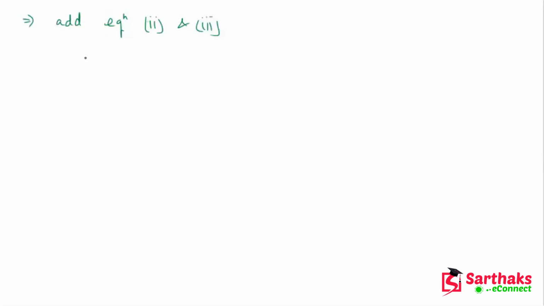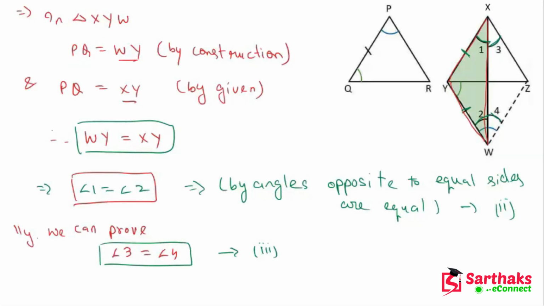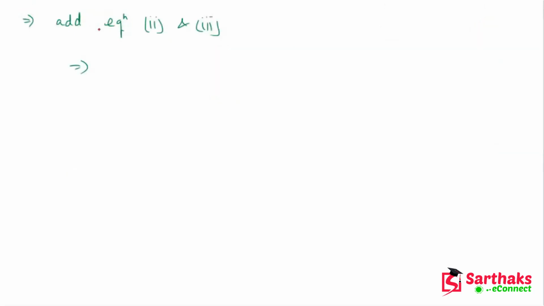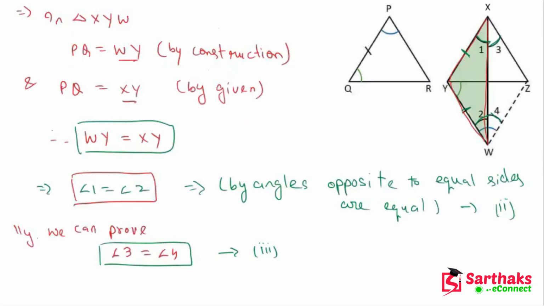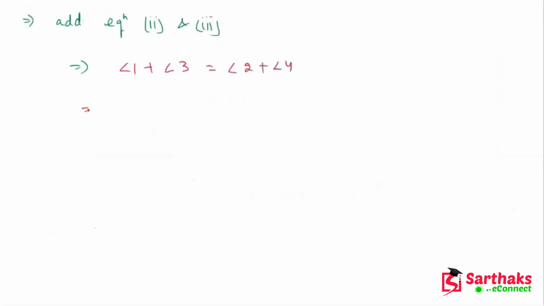Second and third, we get angle 1 plus angle 3 is equal to angle 2 plus angle 4. Okay, and here we can see that angle 1 plus angle 3 is what? Angle X. Angle 2 plus angle 4 is what? Angle W. So we can write angle X is equal to angle W. I hope you get this point.